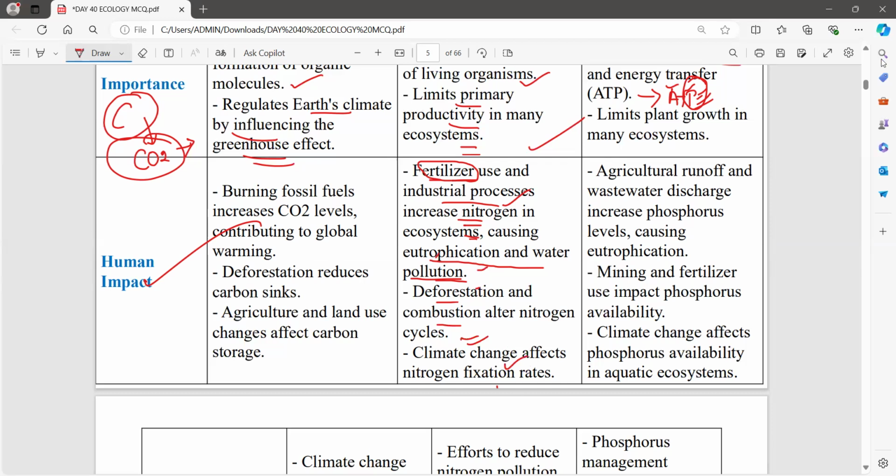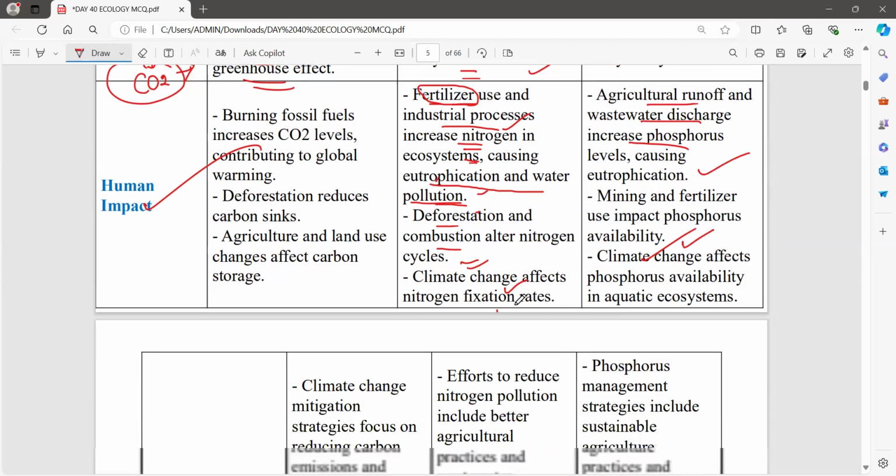For phosphorus, agricultural runoff and wastewater discharge increase the phosphorus levels, and this causes eutrophication. Mining and fertilizer also impact phosphorus availability. And these all relate to climate change. Once again, whatever the mineral, if it is imbalanced in the environment, it results in climate change.